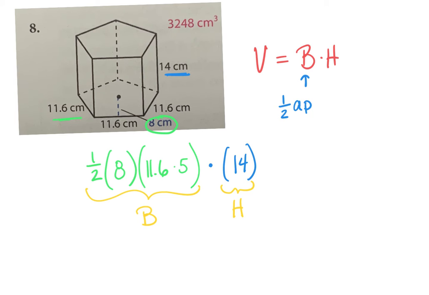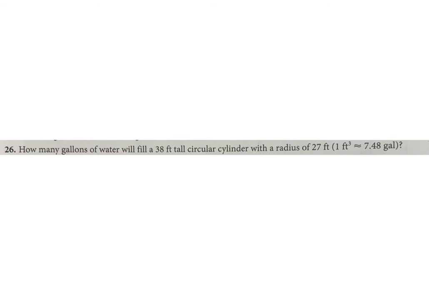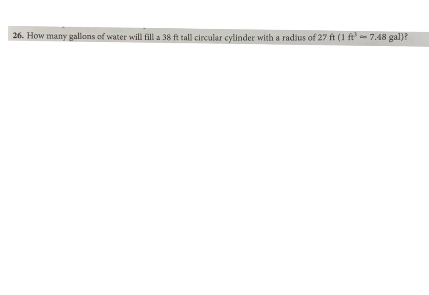26 was not really a word problem, but a little bit kind of. Not like the one that you had for bell work, but similar to the type of word problem I would give you. The question was, how many gallons of water will fill a 38-foot tall circular cylinder with a radius of 27 feet? And then it gives you the conversion there that you would need to be able to figure out the gallons of water. So you do need that conversion that they give you to be able to do this. The answer here was 650,972 gallons, by the way.